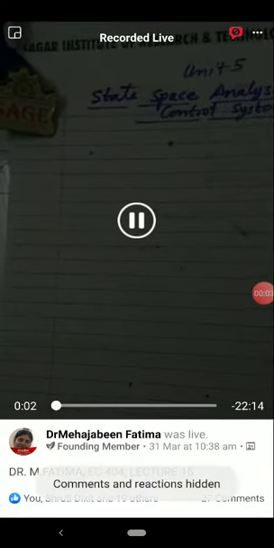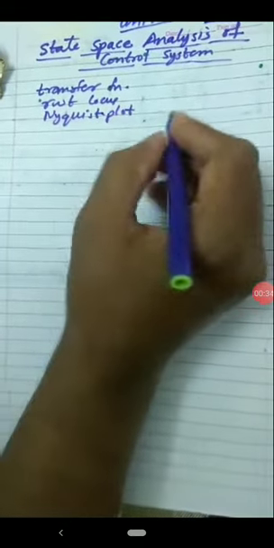Good morning, students. Today I am taking one topic of Unit 5: State Space Analysis of Control System. In earlier topics, the analysis of control system is carried out based on transfer functions and graphical methods such as root locus and Nyquist plot. The transfer function shows the input-output relationships. The earlier methods are used for static systems only.